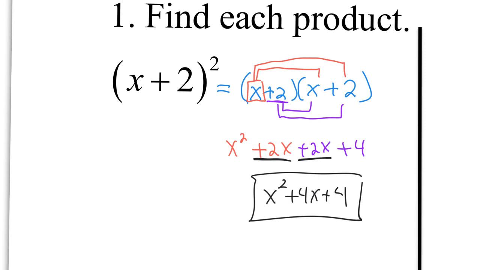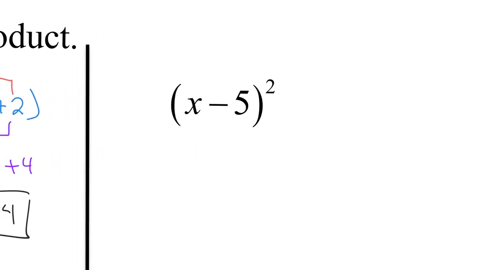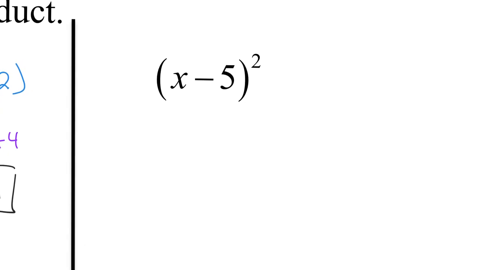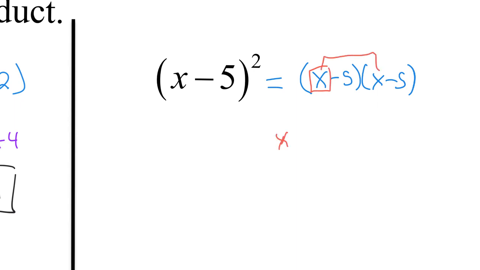You write down the parentheses 2 times and you use the distributive property. Now, if you have a minus, like this one here, same idea. You are going to copy down the binomial 2 times, x minus 5 times x minus 5 here. You are going to multiply x times the x. So that's going to be x squared. And then you multiply x times negative 5. That's negative 5x. Always check your signs. Always double check your signs. Always triple check your signs. Make sure you get the right sign.